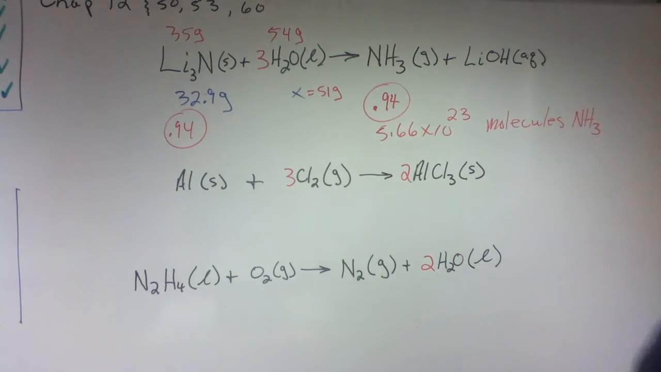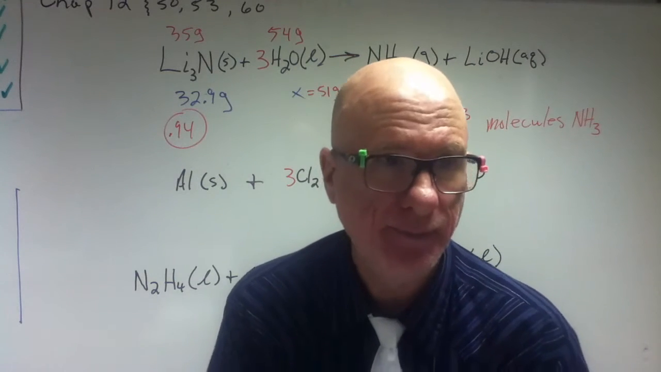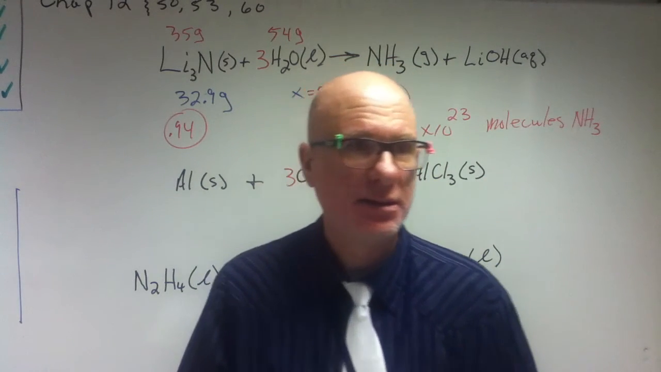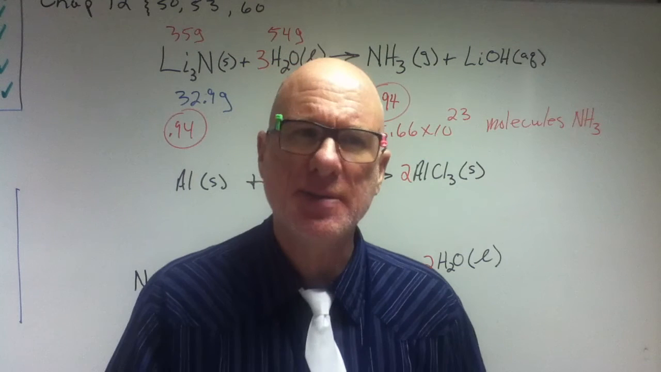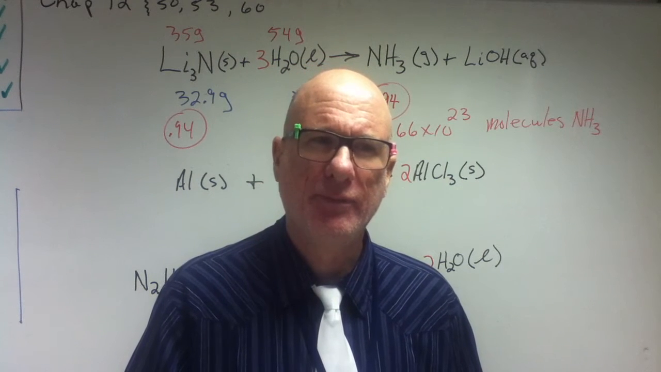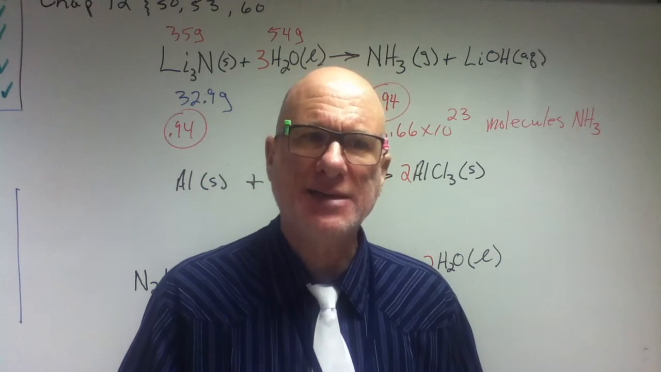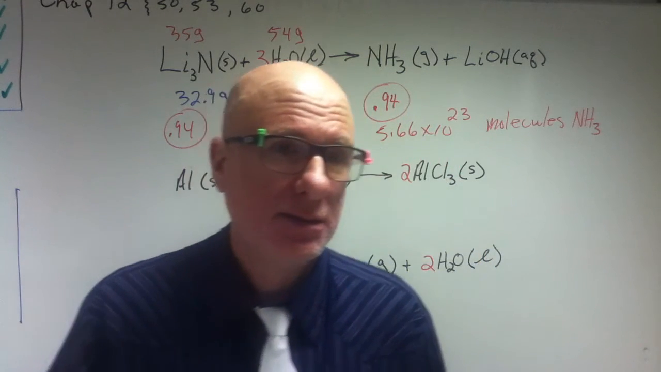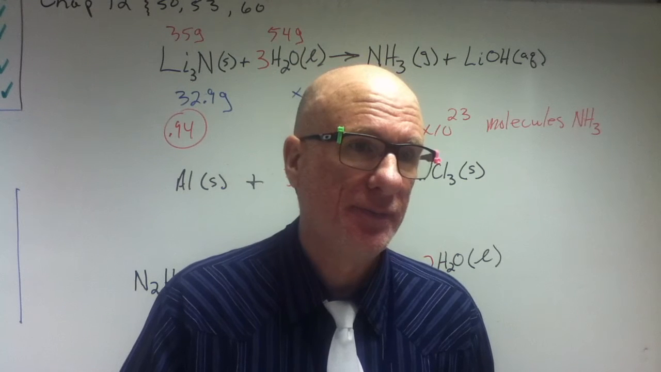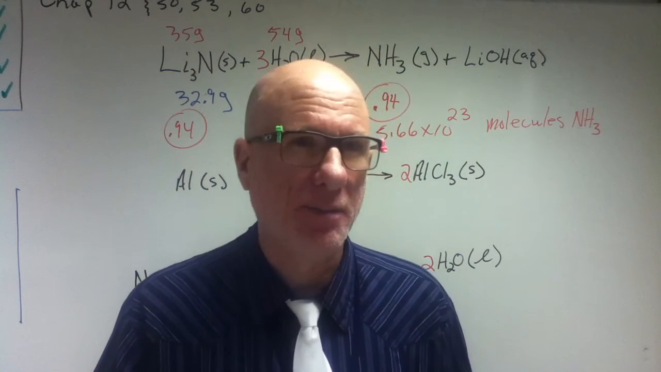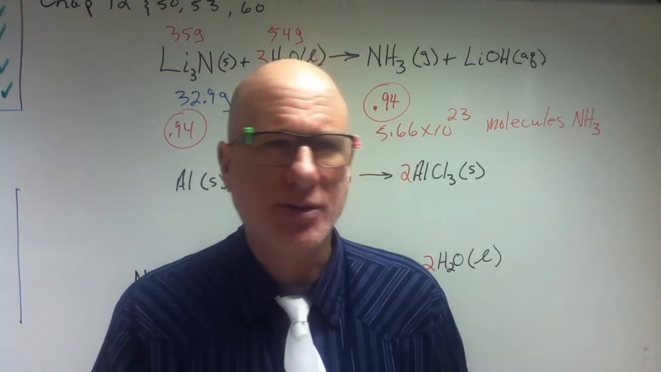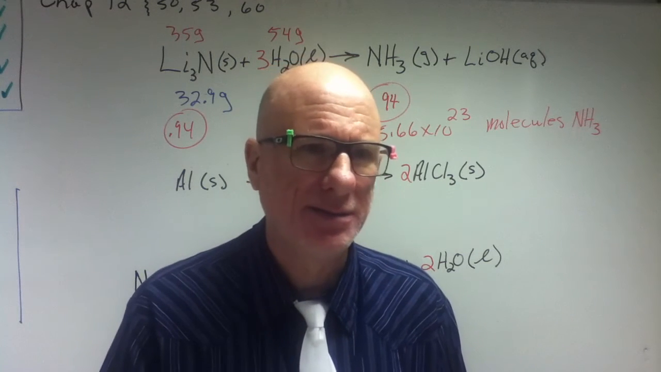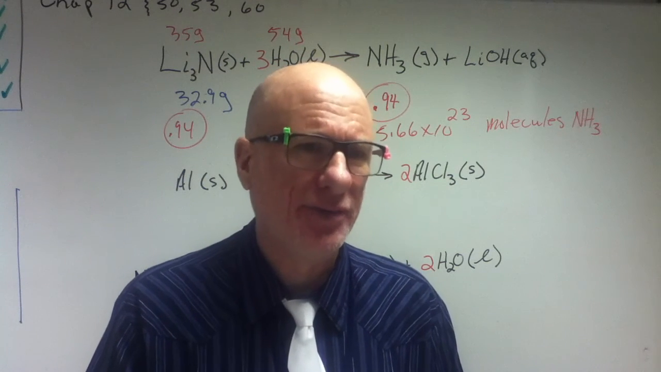Yeah, does that come out? 5.66? Yes. Excellent. All right, you got it? Easy? Yes. The back of the book says something different. And what does the back of the book say? 5.71 times 10 to the 23rd. Well, that's round-off error. The book is probably using atomic weights. We're using mass numbers. Okay. Fair enough. They're using more decimal places.